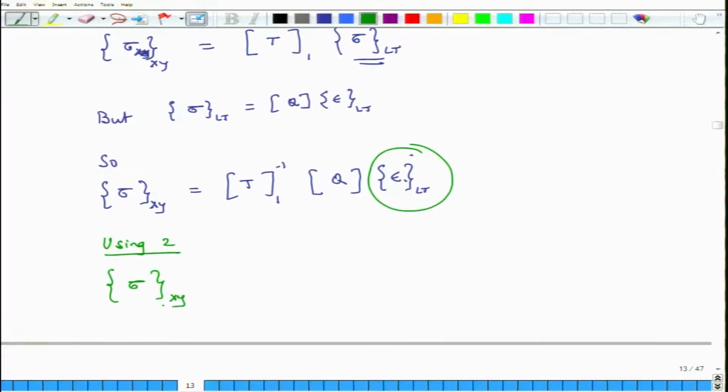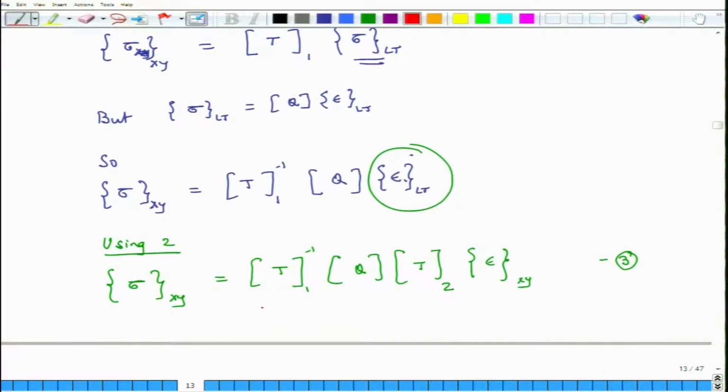sigma xy equals T1 inverse times Q times, T inverse, no, T. So, epsilon LT is what? T2 times epsilon xy. Okay. So, this is there. So, this is equation 3.